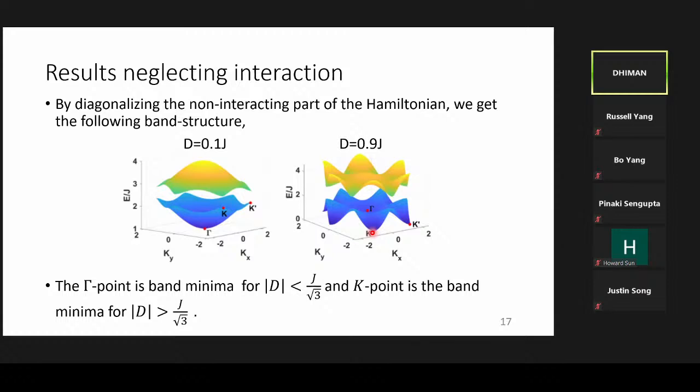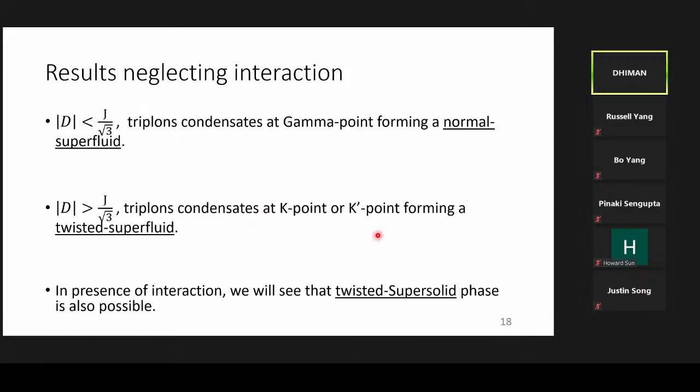That is the main reason we have the twisted superfluid in this regime. We get a normal superfluid when the system is condensed at the gamma point, but we get a twisted superfluid when the Bose-Einstein condensation happens at the K and K prime points. In this limit, the system chooses either the K point or K prime point based on spontaneous symmetry breaking. It is the quantum order by disorder phenomenon. And in the presence of interaction, we will see that we also get a twisted supersolid phase.